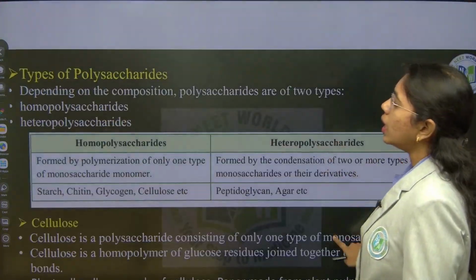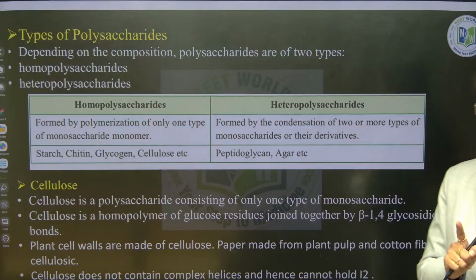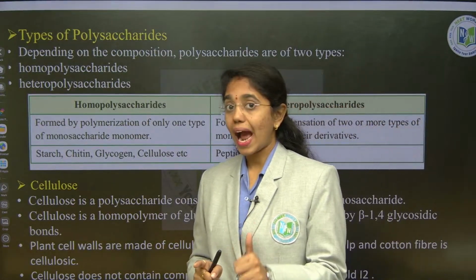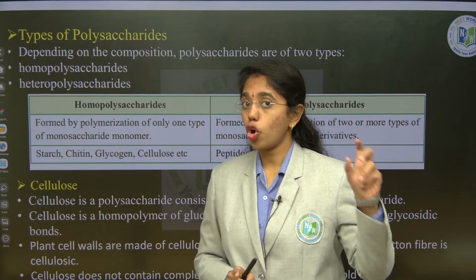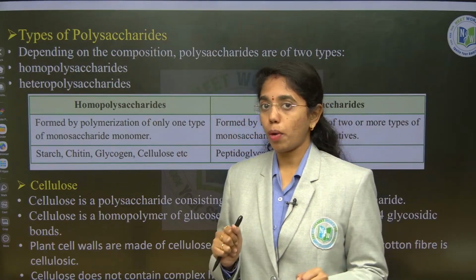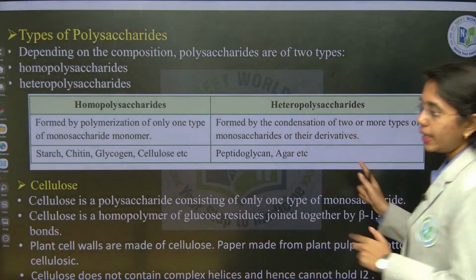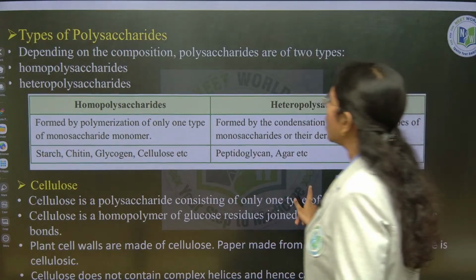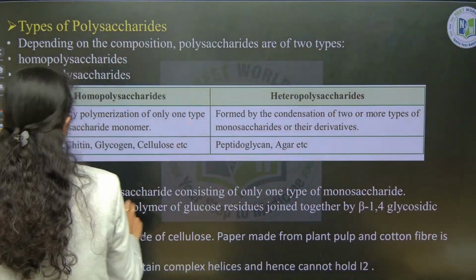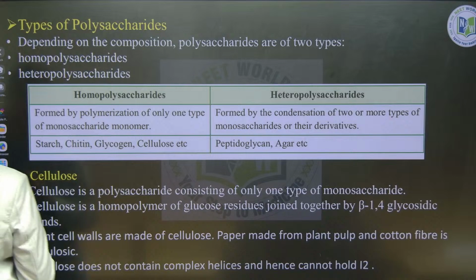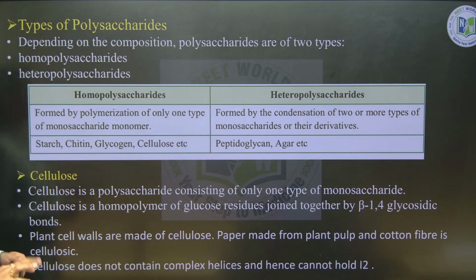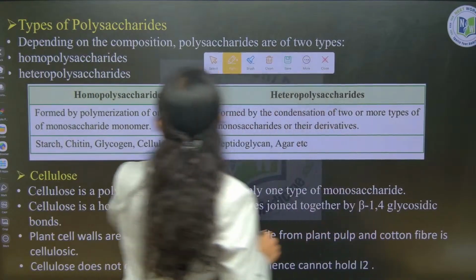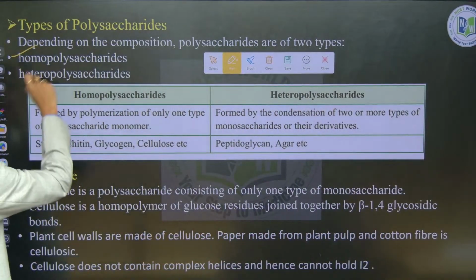Now we will see types of polysaccharides. Important, many times questions are asked from cellulose and starch. That is homopolysaccharide and heteropolysaccharide. We will learn that in detail. Depending on the composition, polysaccharides are of 2 types. One is homopolysaccharide, second is heteropolysaccharide.